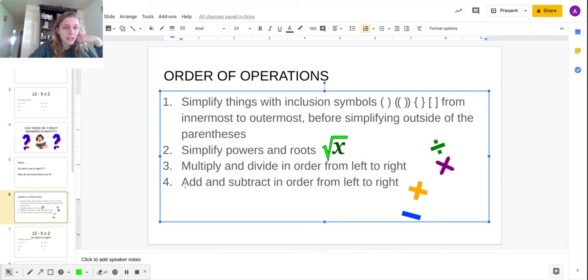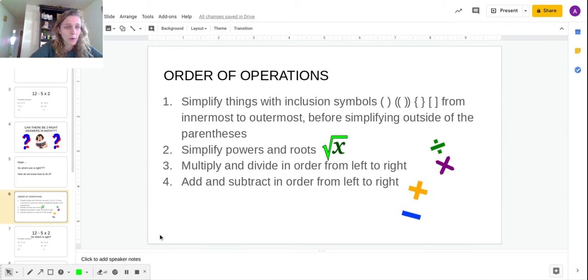Many people use the acronym, please excuse my dear Aunt Sally. So that's parentheses, exponents, which is the powers and the roots. M, multiply, my. D, divide, my dear Aunt. A is add, S is subtract. A lot of people get this confused and get this wrong, where they multiply and then they'll divide next, but really you need to do them in order from left to right. So this is the order of operations.